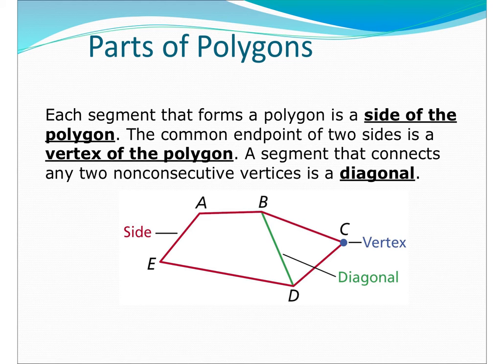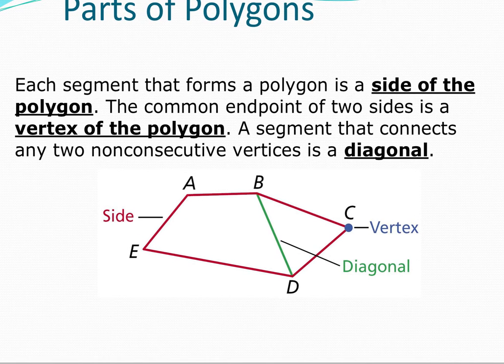So all of the red marks, do you guys agree? Those are sides of the polygon down below, okay? The blue dot is a vertex. The number of vertices is going to be the same as the number of sides. So there's a vertex at B, there's a vertex at A, there's a vertex at E, and there's a vertex at D, okay? Now, do you see that green line going across your polygon? That is what we call a diagonal, okay?